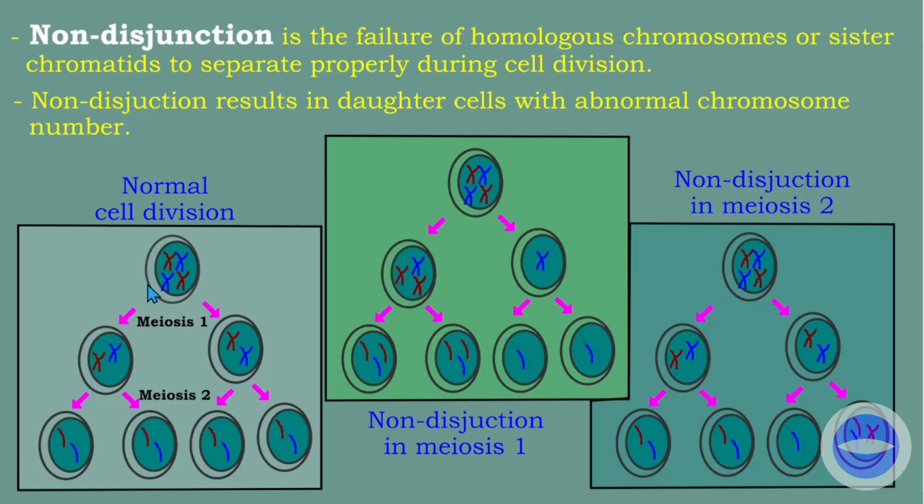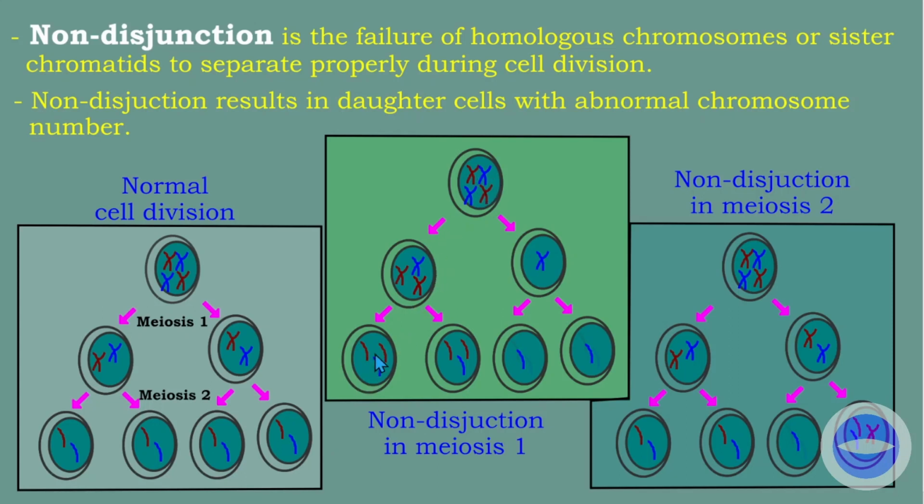This shows cell divisions. We have a normal cell division. This cell has 4 chromosomes, but after meiosis has taken place, each of the daughter cells has 2 chromosomes, which is the purpose of meiosis, to halve the number of chromosomes. But an error might happen during the process.